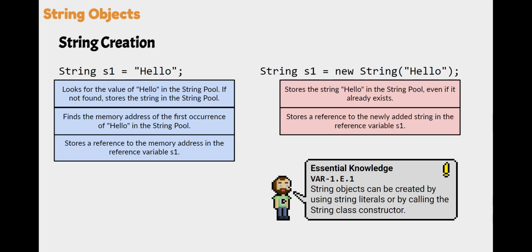When we create a string by using the keyword new and calling the string constructor, it moves that word into the string pool even if it already exists, and it stores a reference to that newly added string to the reference variable. This aligns with our essential knowledge. String objects can be created by using string literals or by calling the string class constructor.